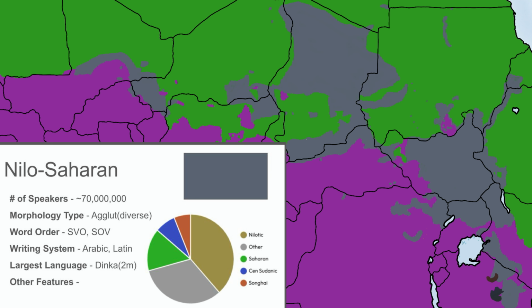The morphology of the languages is diverse, but a majority are agglutinative, and they are split between SVO and SOV word order. They are also split between Arabic and Latin writing scripts. The linguistic diversity of this family is extremely high, with the largest language, Dinka, only having 2 million speakers. One feature that somewhat unites the family is adding markings to the end of nouns that are singular, with plural versions of nouns being the base instead of singular. Most languages in the family are also tonal.